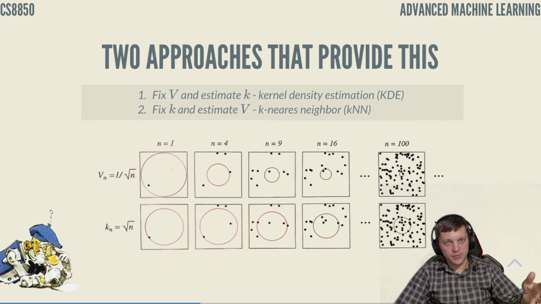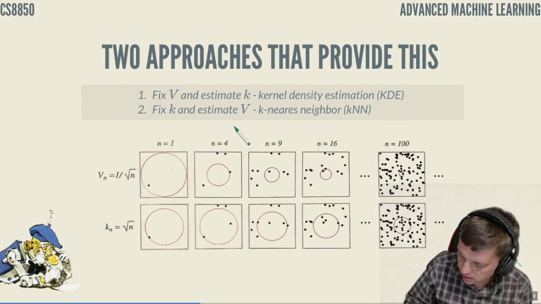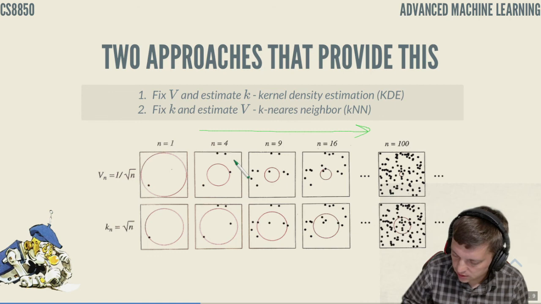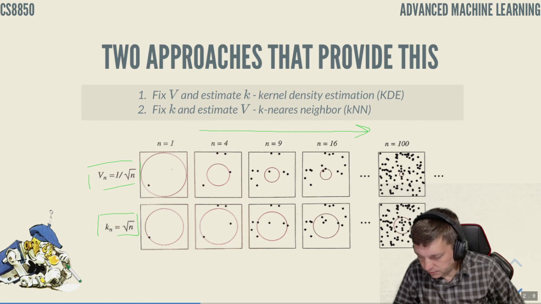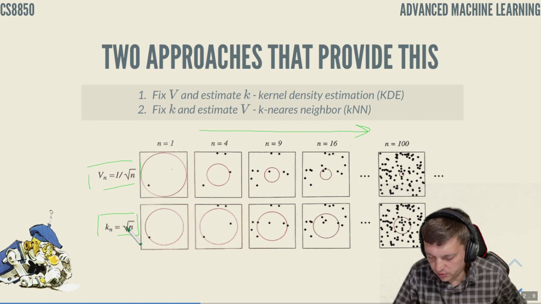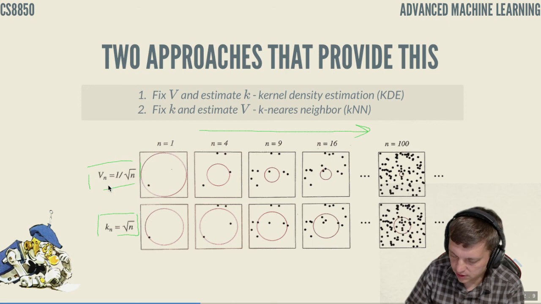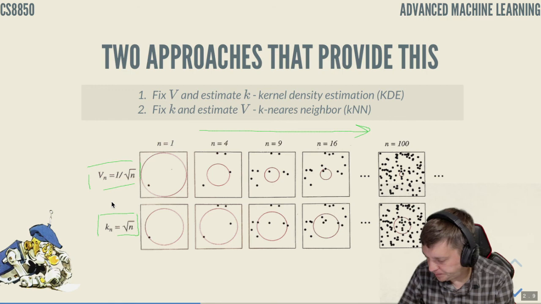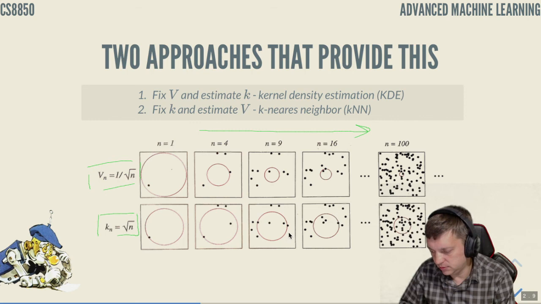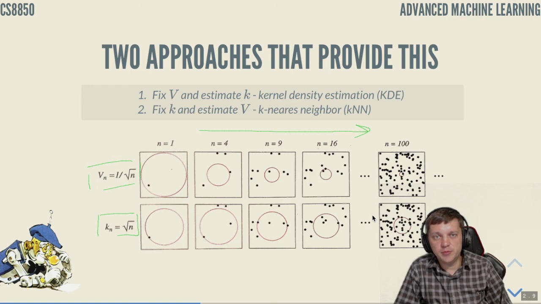So let's first talk about the examples on the slide. As we go from left to right, the number of samples grows. We have only one sample here, then four samples. This is our first approach, kernel density estimation. And this is our second approach, where we fix k for k-nearest neighbor. We fix k to the square root of the total samples. And in the KDE approach, we fix the volume to 1 over the square root of n. As our number of samples increases, our k increases, or our volume decreases, and we get better and better estimates of the probability density function that generated this data sample that we have.